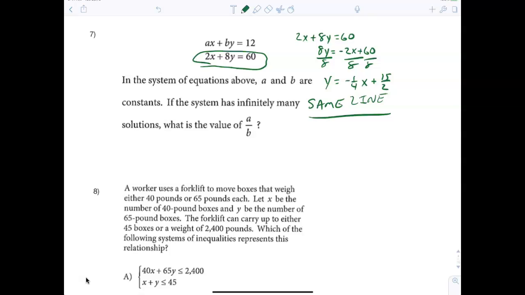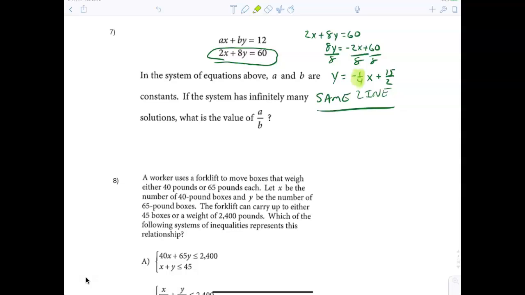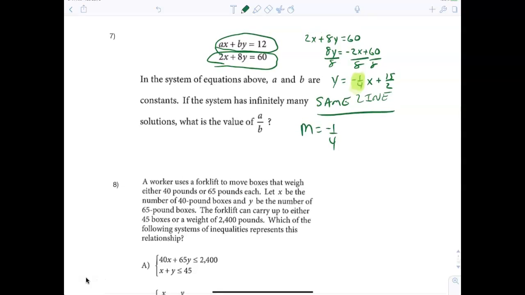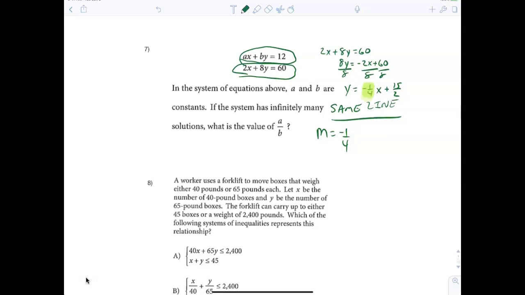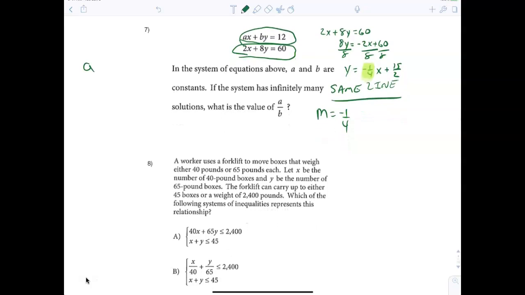Now, I want to know what the slope of the line is. Somebody tell me what the slope of this line that I'm highlighting is. Negative 1/4. So the slope is negative 1/4. But now I want to put that slope in terms of a and b. So I'm going to write that over here now. I'm going to write ax plus by equals 12.